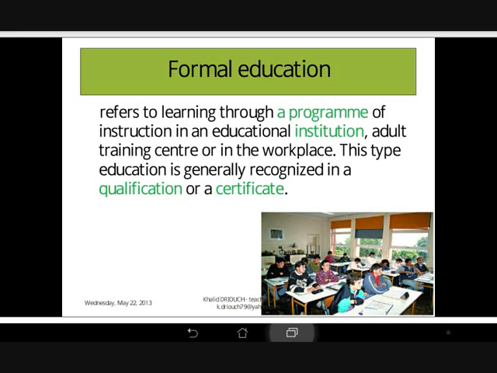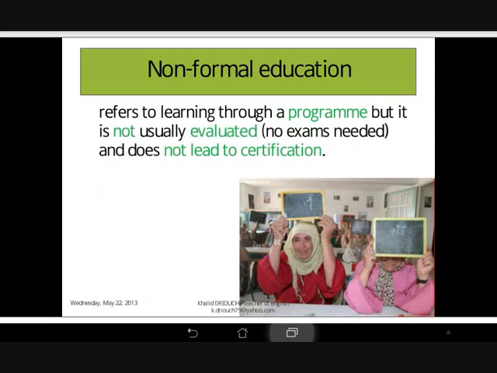Maybe a picture would help you to understand more, and maybe the keywords can help you as well. There is a program in this kind of education. It's usually in an educational institution, and you are qualified once you finish your learning process, and usually with a certificate.